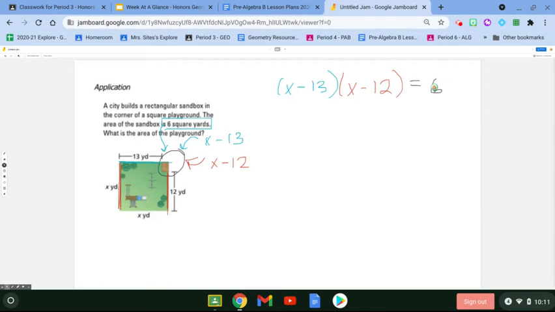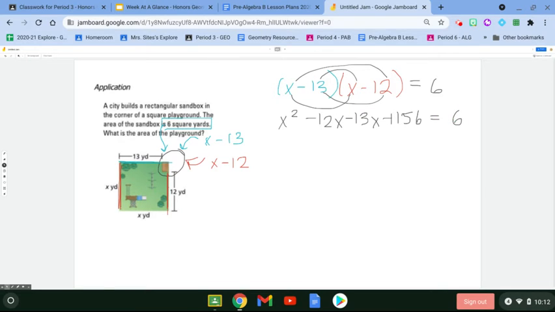You learned previously that in order to start figuring out what this is, we need to FOIL this out, set this equal to 0, and then start solving. So let's FOIL this out. Your firsts, your outsides, your insides, and your lasts, and that would be equal to 6.